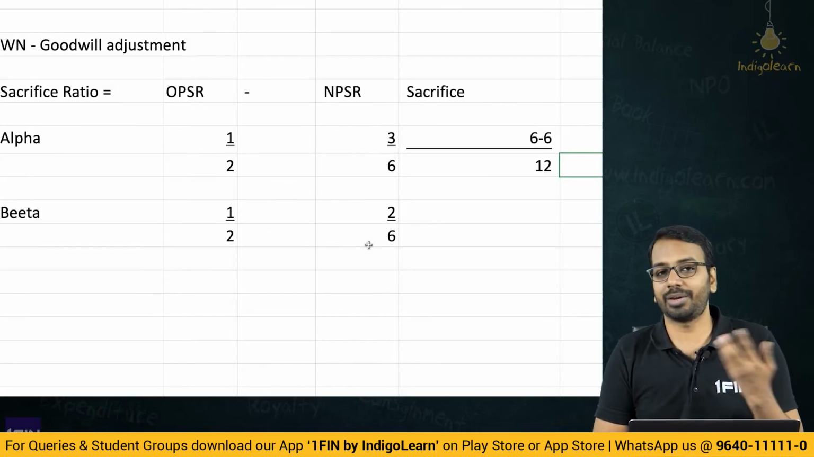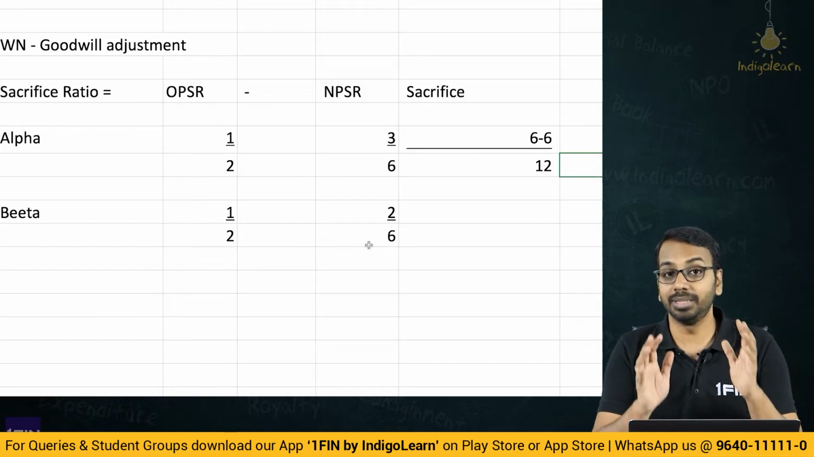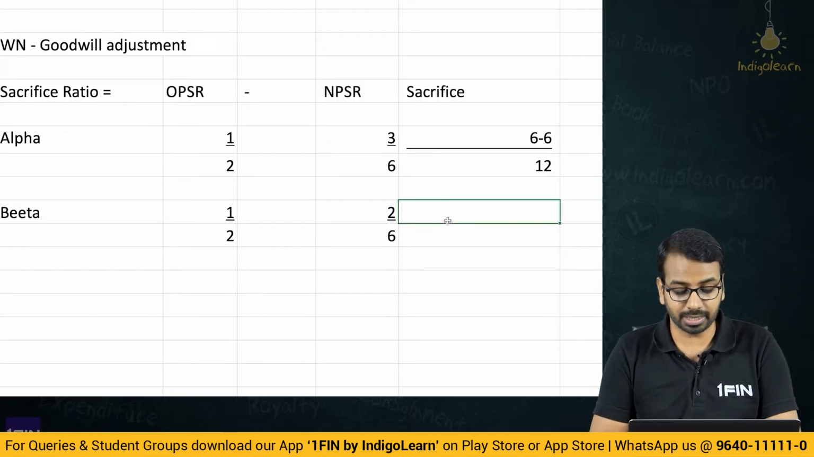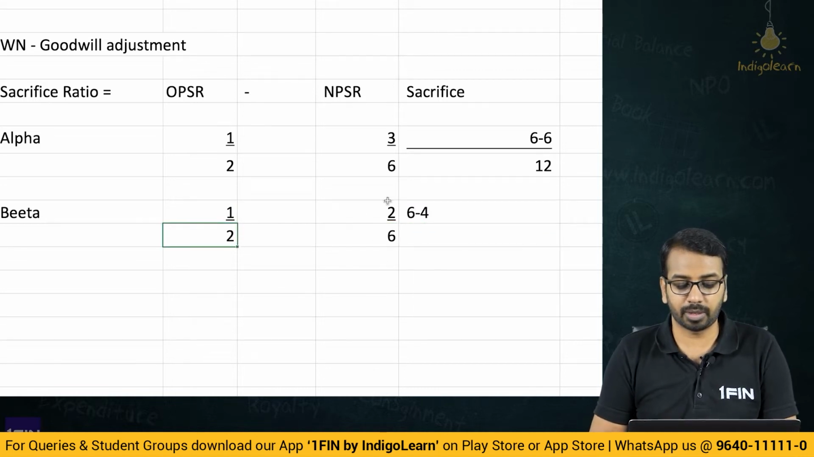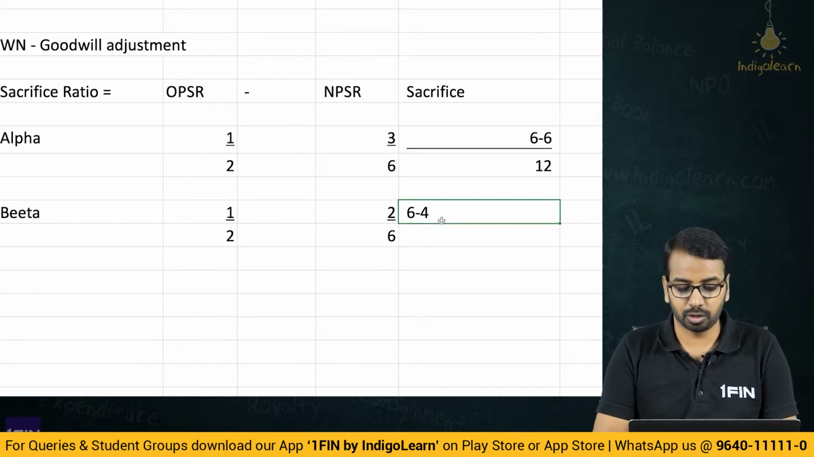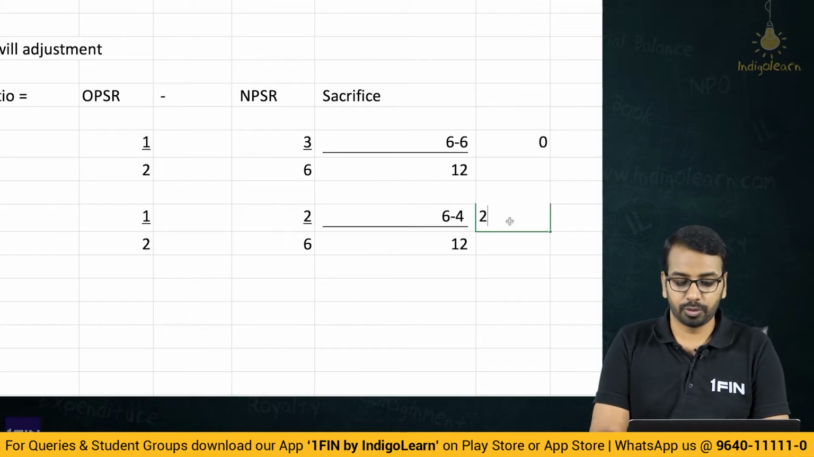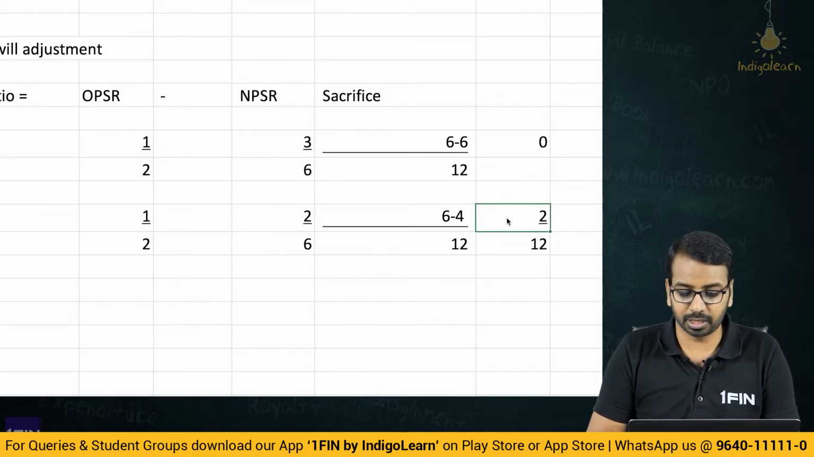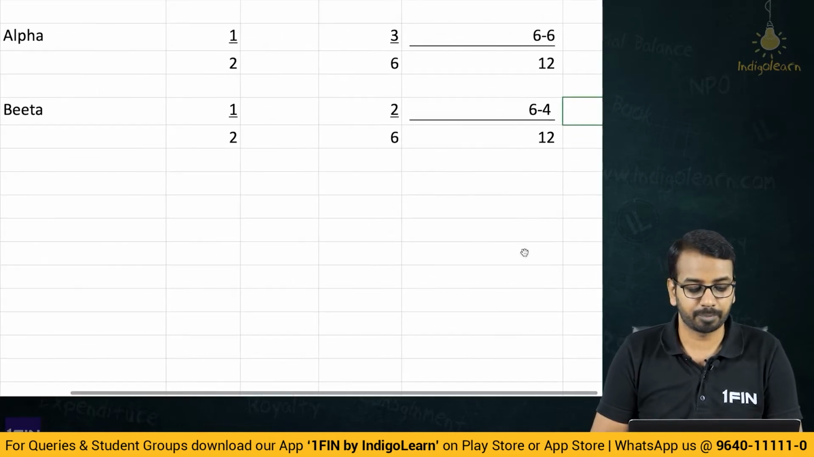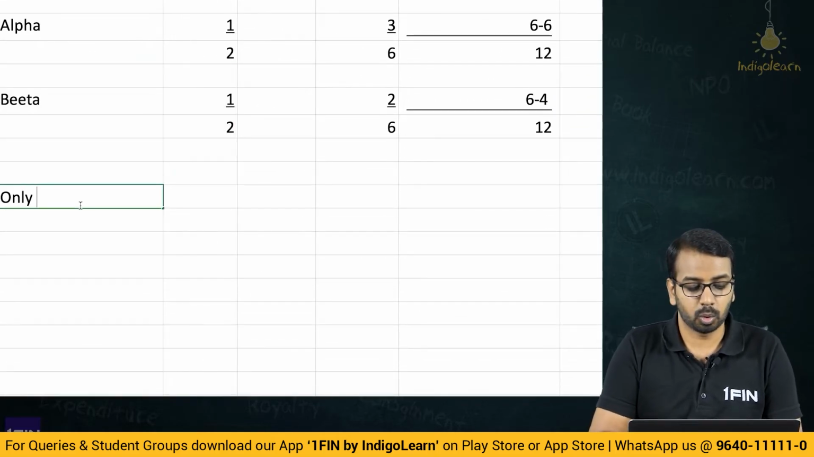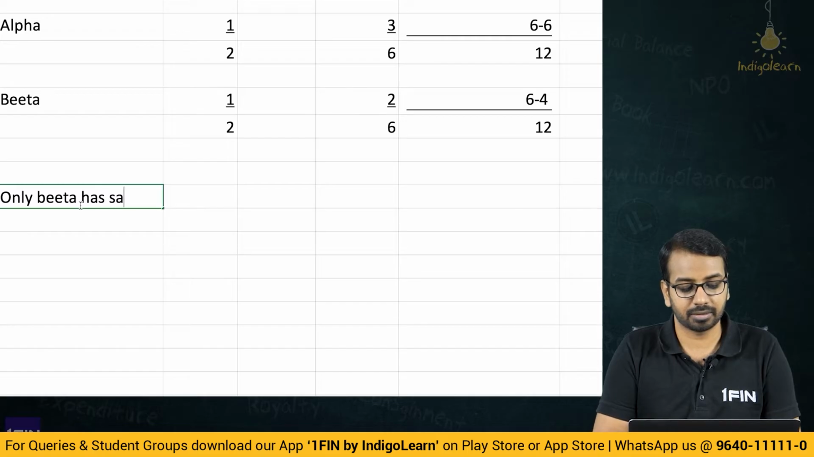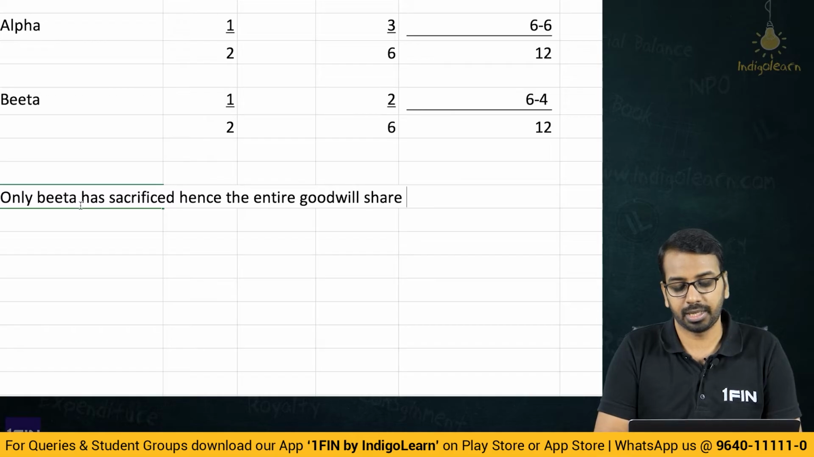Okay. Now, coming to Beta, what can we conclude? Entire sacrifice has been done by Beta only. So, 6 multiplied by 1, 6, minus 2 multiplied by 2, 4, and down below here you can write 12. Okay. So, 6 minus 4 by 12, you can say 2 divided by 12, which is nothing but 1 by 6. So, only Beta has sacrificed, hence the entire goodwill share has to be credited to Beta.